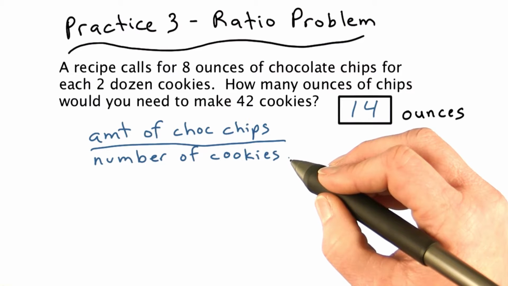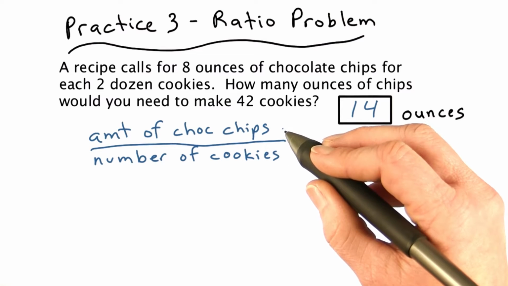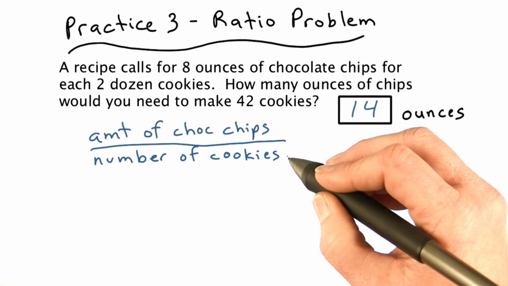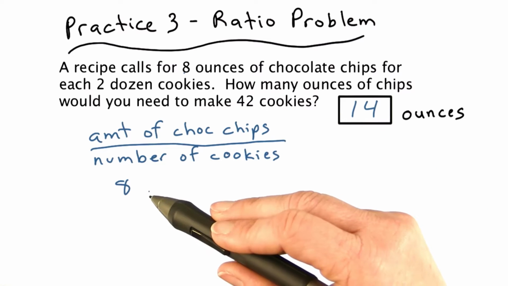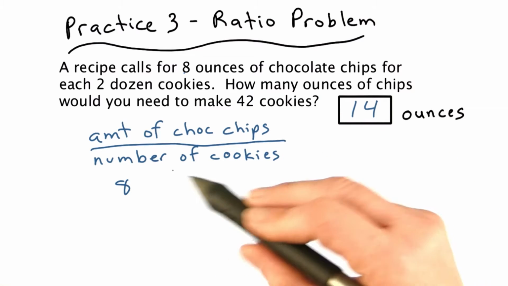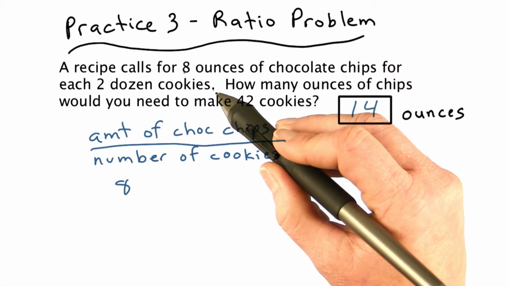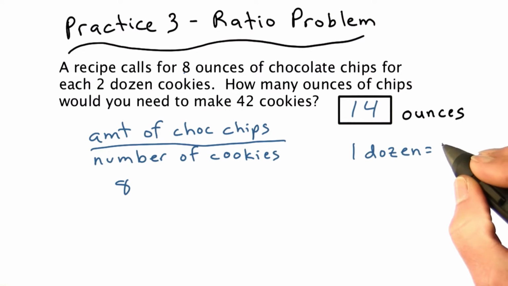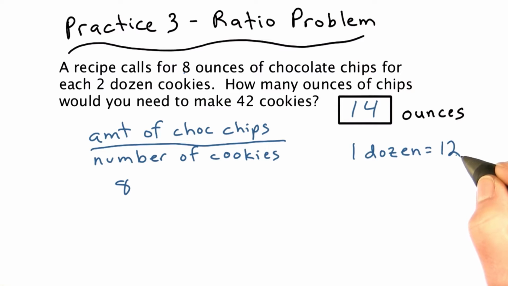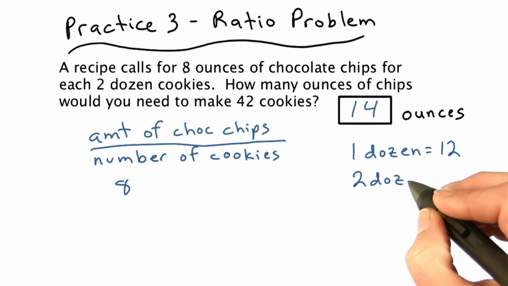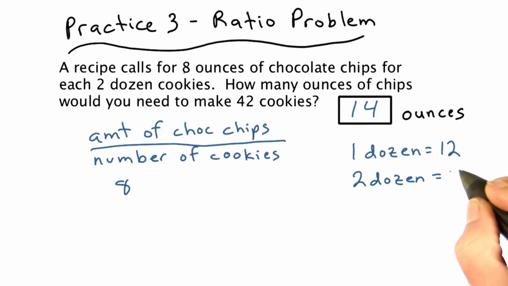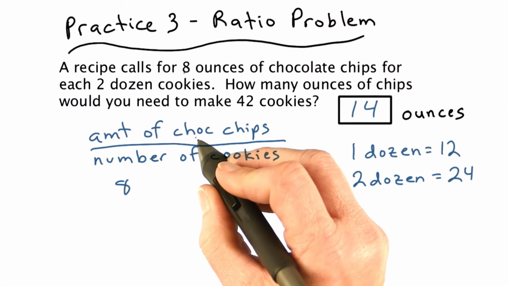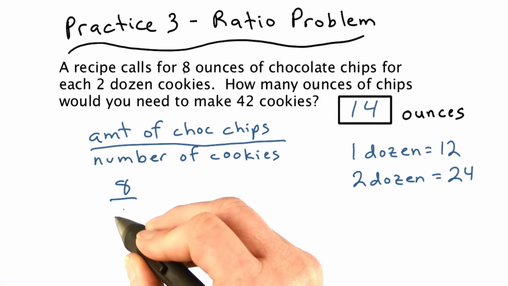So the ratio we want to write here is how many ounces of chocolate chips we need for how many cookies. We know that there's 8 ounces of chocolate chips, so we know the amount of chocolate chips, but we don't know the number of cookies because this tells us we have 2 dozen cookies. For those of you that don't know, 1 dozen is equal to 12. For example, when you buy a dozen eggs, you get 12 eggs. So if we have 2 dozen cookies, that's going to be 24 cookies. So we need 8 ounces of chocolate chips for 24 cookies.